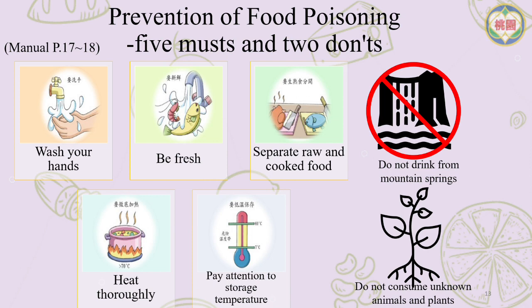The two don't do's are: do not drink from mountain springs. Boil water before drinking. Avoid consuming directly from mountain springs. Do not consume unknown animals and plants. For unknown animals and plants, the principle of not obtaining nor eating should be followed. Please refer to pages 17 and 18 of the manual.